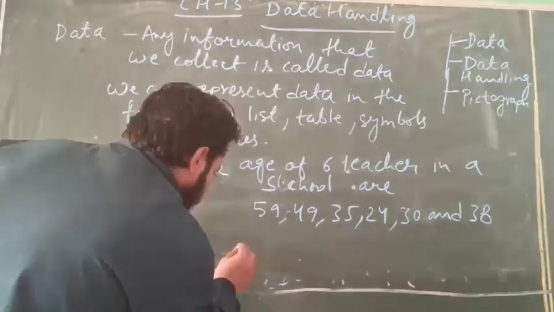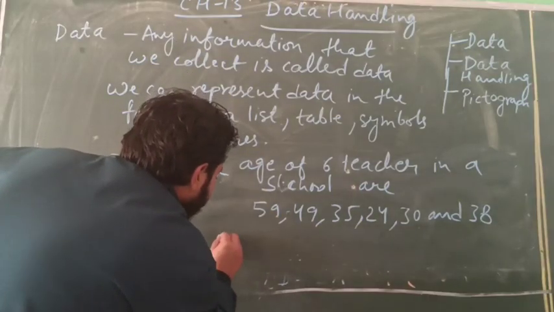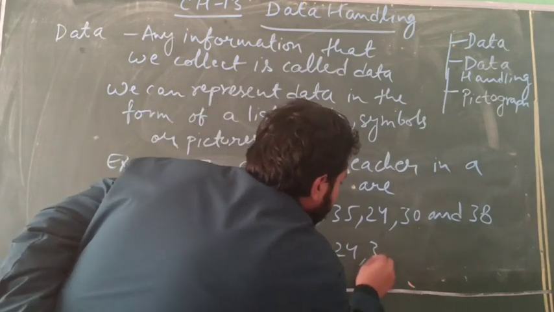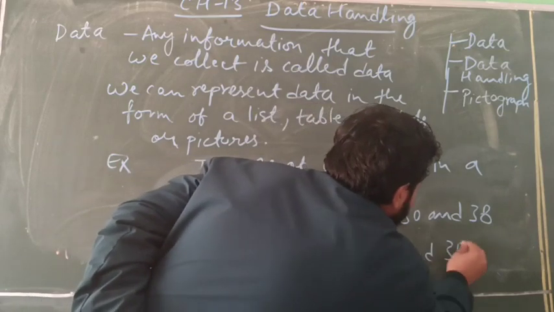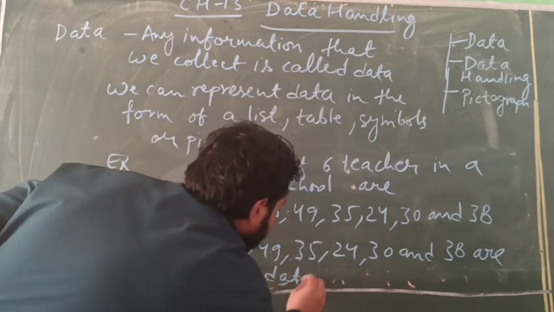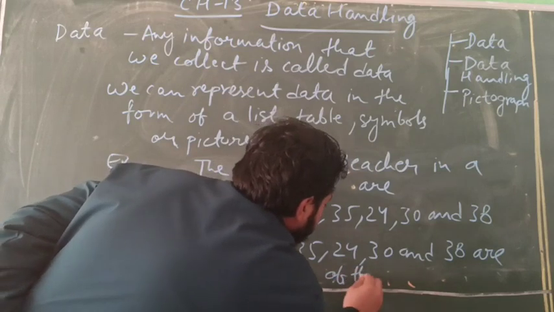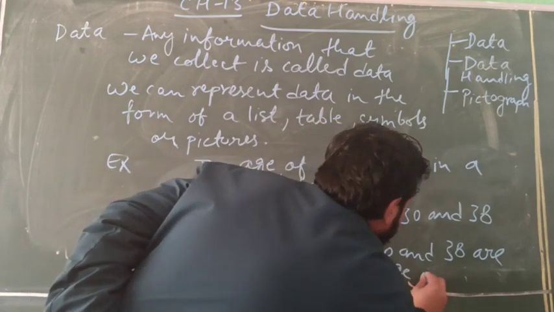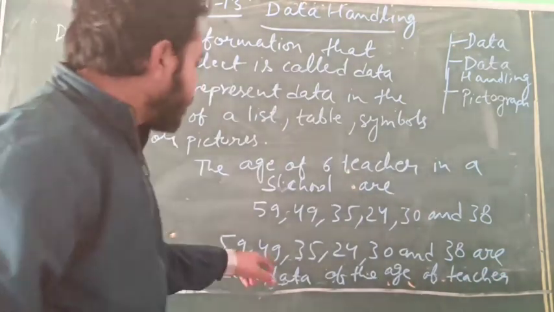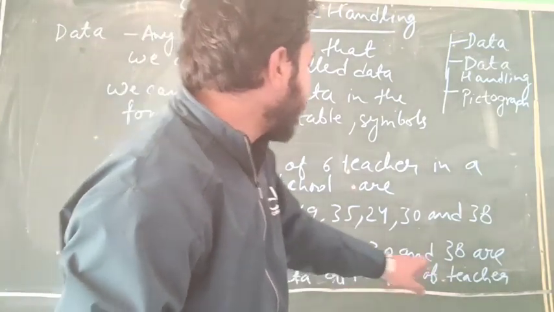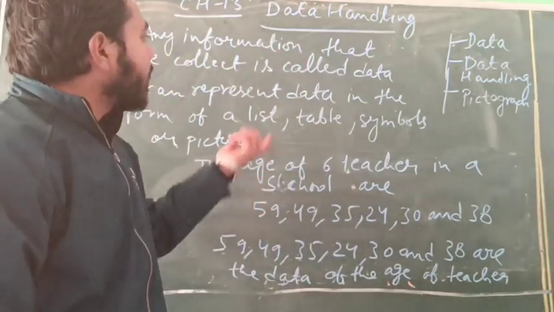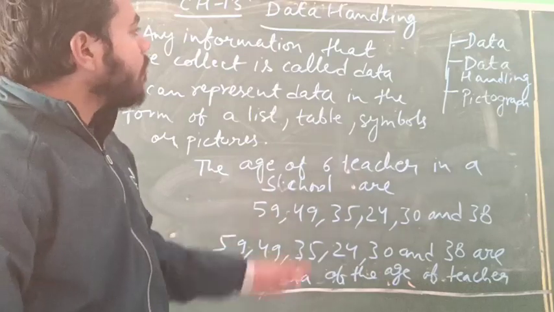So this is the data: 59, 49, 35, 24, 30 and 38 are the data of the age of teachers. Here we see two examples representing data. That was the example of data.